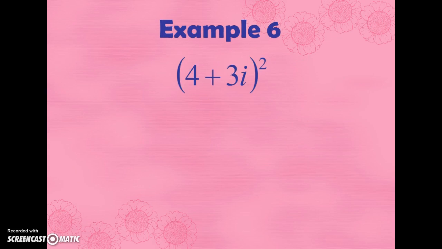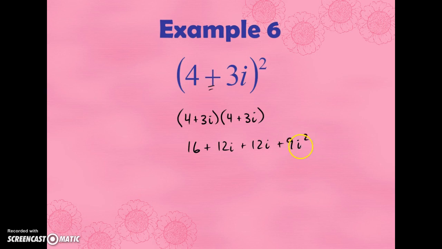Squared. Resist the temptation just to say this is 16 plus 9i squared. This squared cannot travel across a plus sign. So what you really want to imagine is that this is 4 plus 3i times 4 plus 3i. Once we write them out side by side, we can FOIL it together just like before. Let's not jump that step. 12i plus 12i plus 9i squared. i squared becomes negative 1 times 9 is negative 9 plus 16 is going to be 7 plus 24i.